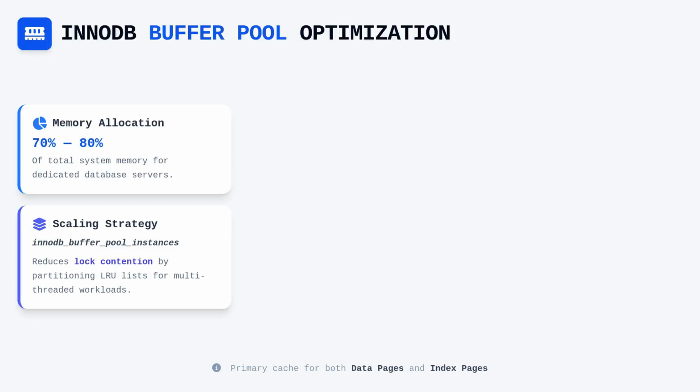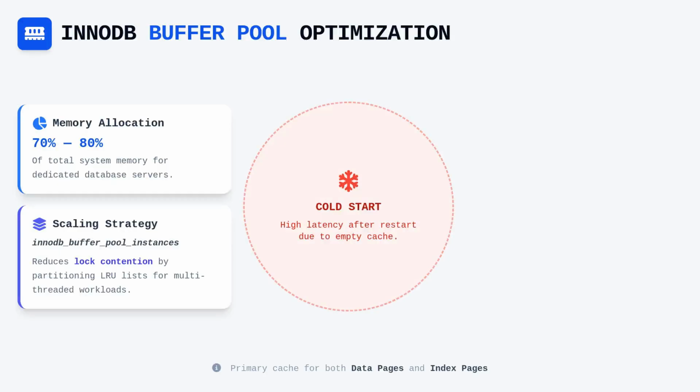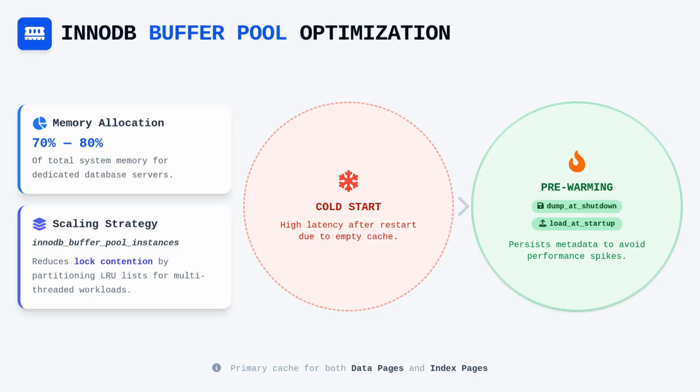Each instance manages its own free lists and LRU lists, effectively allowing the engine to scale better when multiple threads access pages simultaneously. To mitigate the cold start problem where queries remain slow until the cache is populated, you can leverage buffer pool dumping and loading. By enabling innodb_buffer_pool_dump_at_shutdown and innodb_buffer_pool_load_at_startup, the engine persists the page metadata to disk, allowing it to pre-warm the cache upon a server restart. This mechanism significantly reduces the latency spikes typically associated with transitioning from a cold state to a warm state after maintenance.